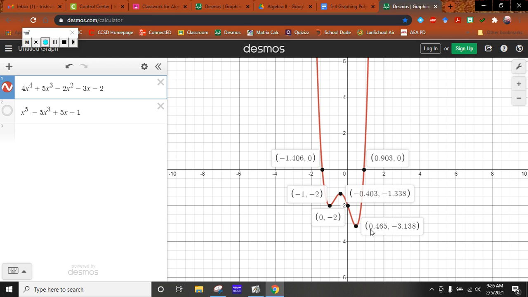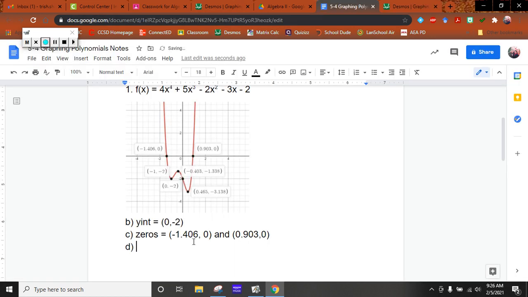465 and -3.138. So, move back to my document. So this first one, I'm just going to go from left to right. The graph's going down, it turns and starts going back up. So that is a minimum, and it is not the lowest the graph ever goes, so that's considered a relative minimum.